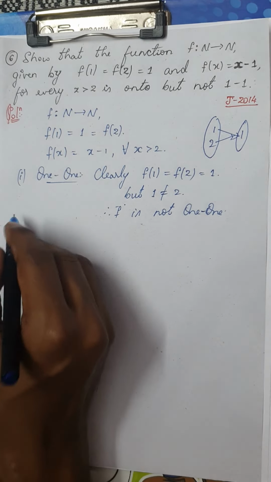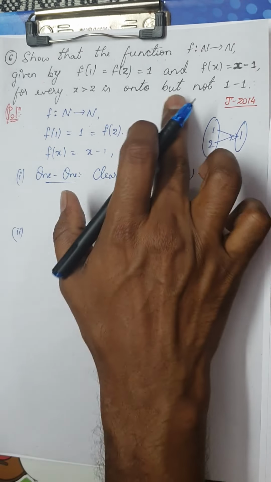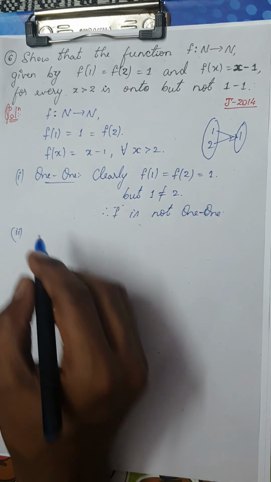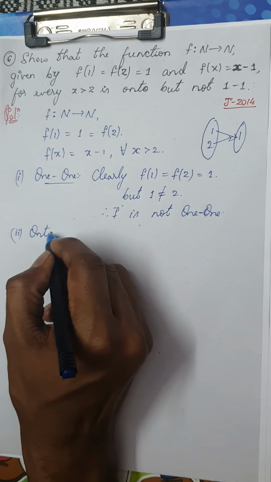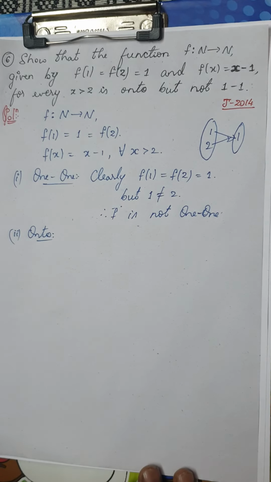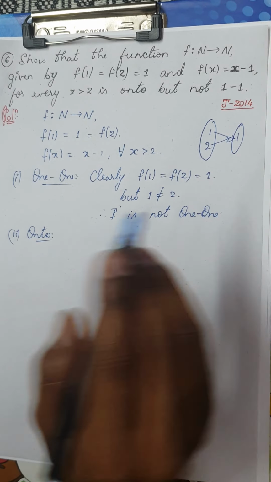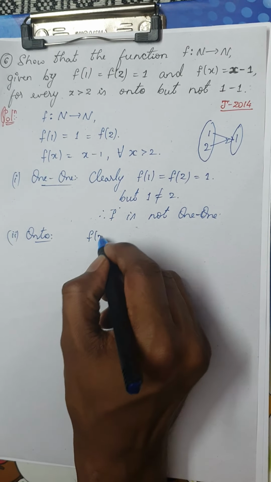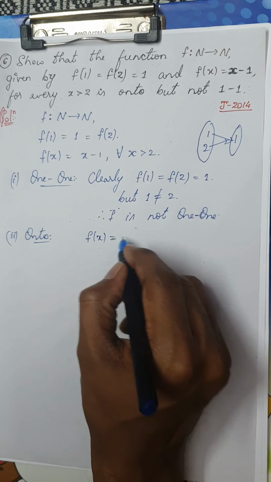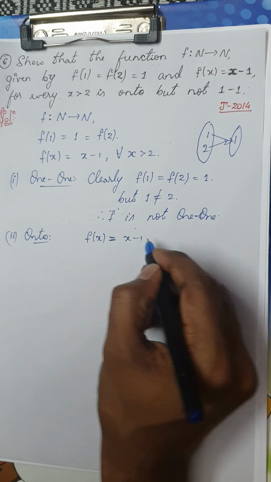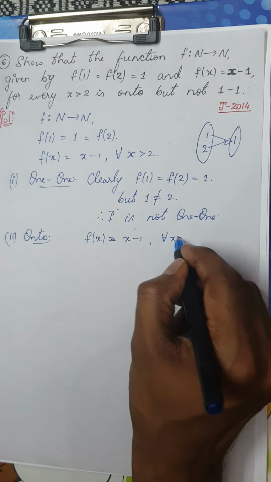Okay, so it is not one-one. As told, it is onto. Since it is onto, see how we prove onto. Remember, he has given f of x is equal to x minus 1 for all x greater than 2.